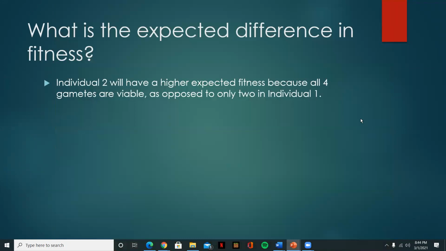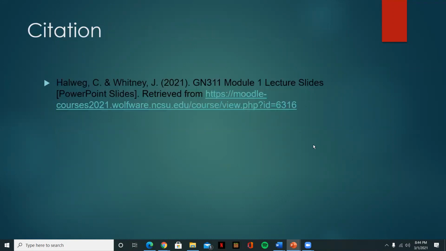So lastly, our expected difference in fitness. Individual 2 is going to have a higher expected fitness because all 4 of their gametes are viable, as opposed to individual 1 who only has 2 viable gametes. So expected difference in fitness higher for individual 2.